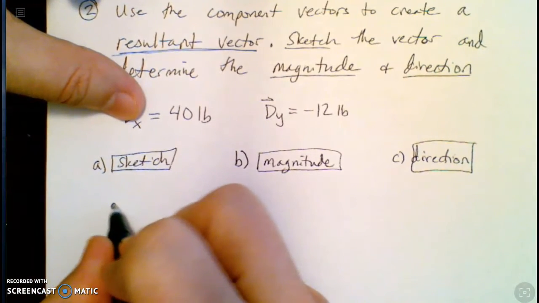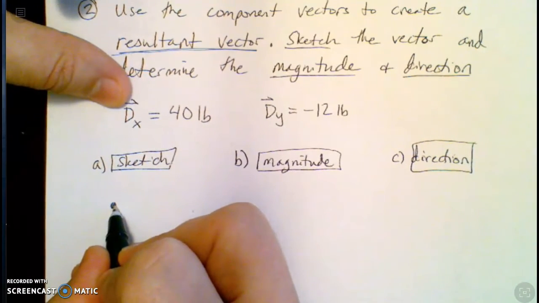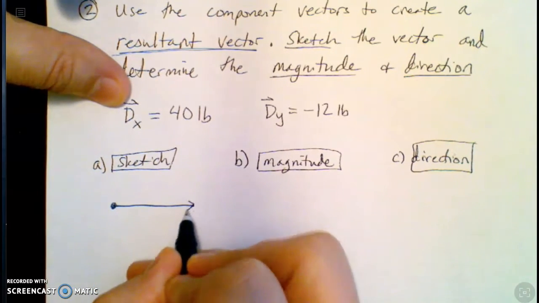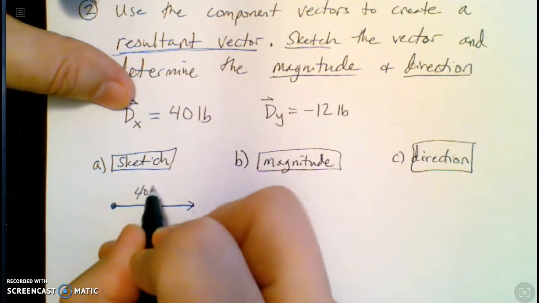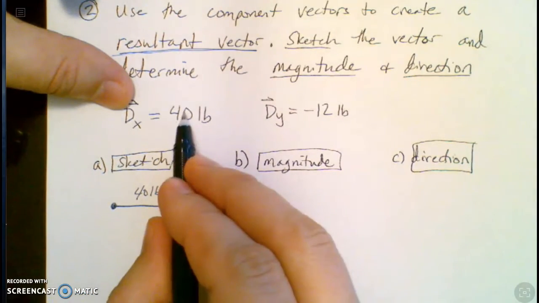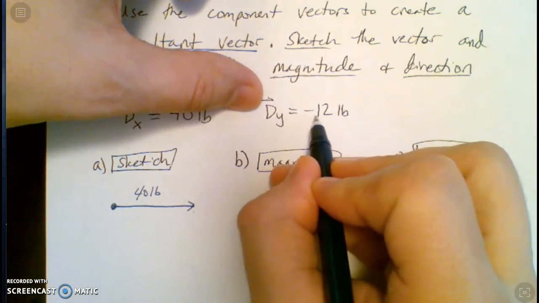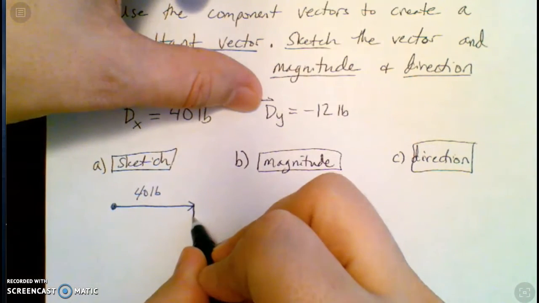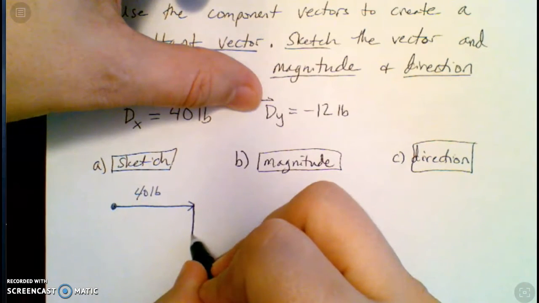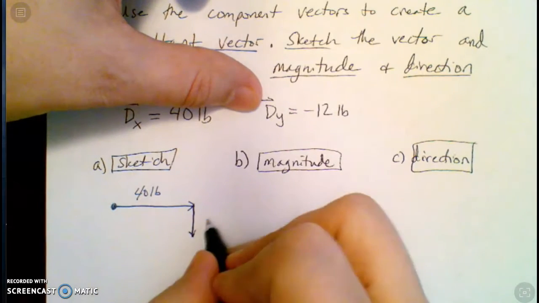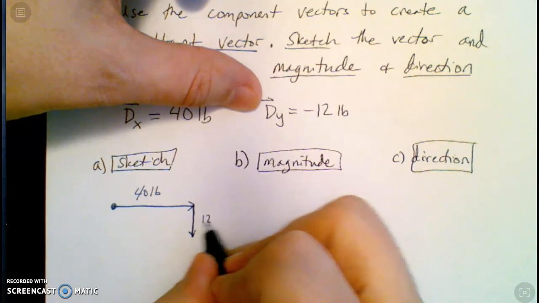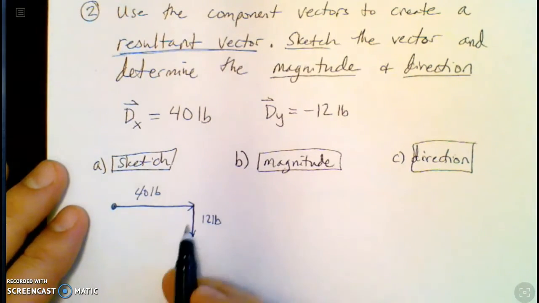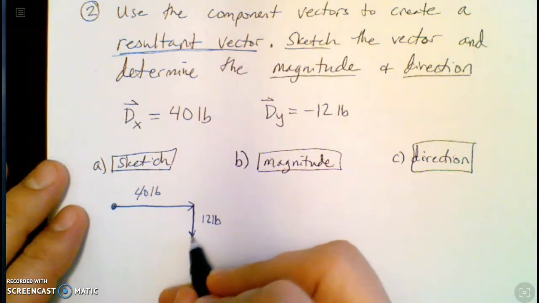Let's say I was starting at this point here. I'm going to try to draw this with the sizes in consideration. So if I go straight sideways 40 pounds to the right because it's positive, and then my y, if it was positive, I would go up, but since it's negative 12, I'm going to try to make this a smaller vector because 12 is smaller than 40. Now you'll notice I didn't write a negative 12 here because when I draw it down, it's implying my direction.